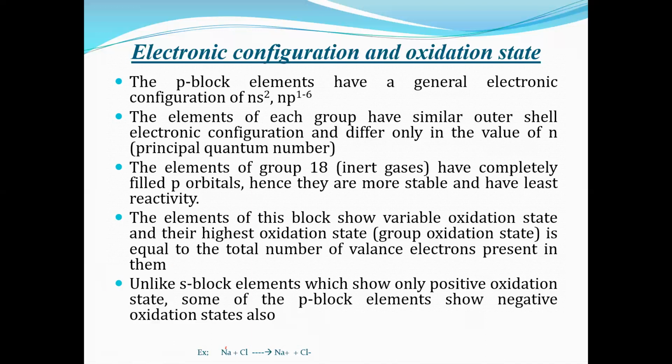So Na has zero oxidation state here. Cl also has zero oxidation state. Both are reacting. In that reaction, the Na gives its one electron to the chlorine, so it changes into the plus state. The chlorine gains one electron from the sodium, so it changes into the minus.